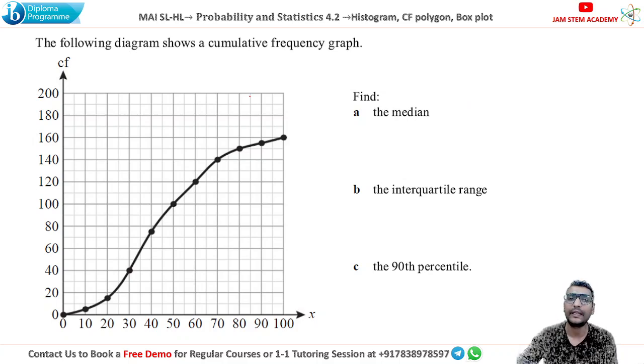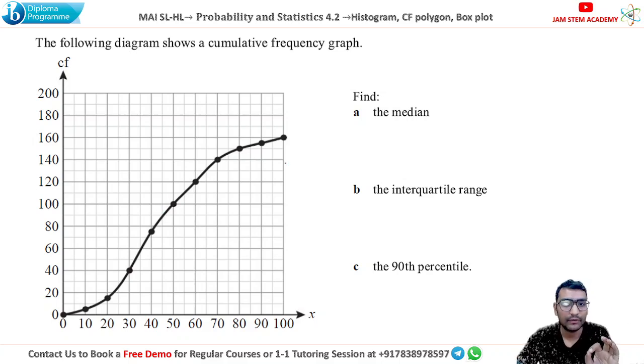We have to find the median. What's median? Mid value. So mid value, how many values are there? If you observe this table, this graph, you can find the last one is here, total 160. This graph is corresponding to one data of this 160 students, or 160 observations in total. Okay, now median will be what?